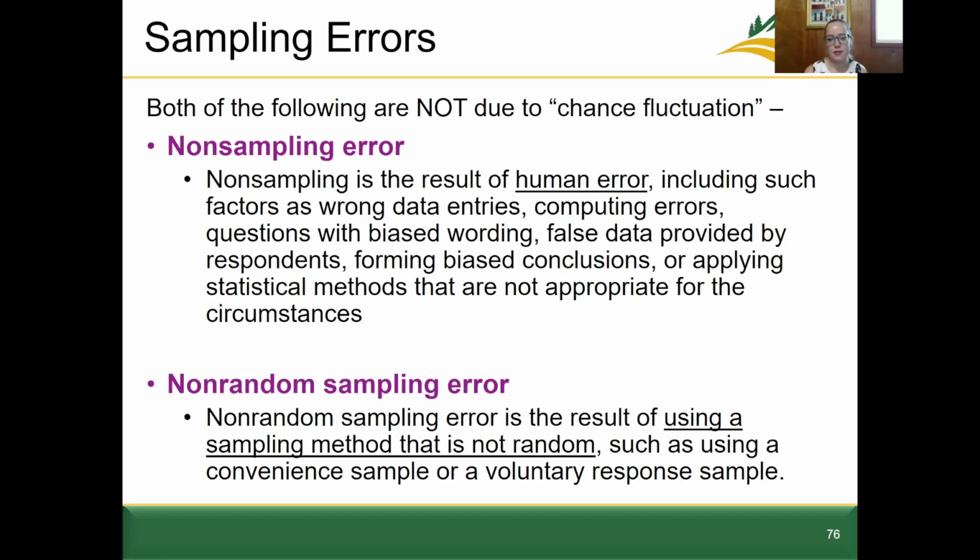Another example of sampling errors that are not due to chance fluctuation is non-random sampling error. This is error that is a result of using a sampling method that is not random, such as using convenience samples. So I'm going to go out to campus, with social distancing, and start asking random people just out of convenience. I'm not getting a random sample of a population here. I'm just going out and doing what's easiest for me to collect data.